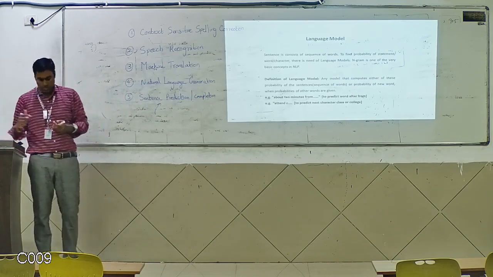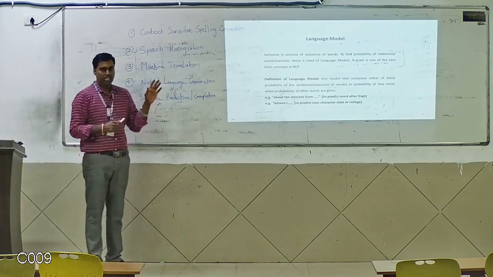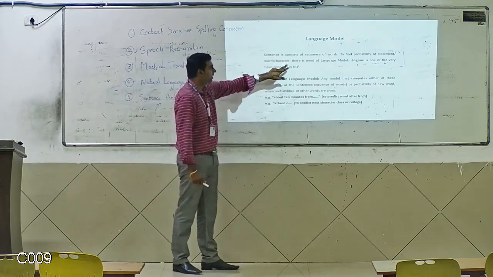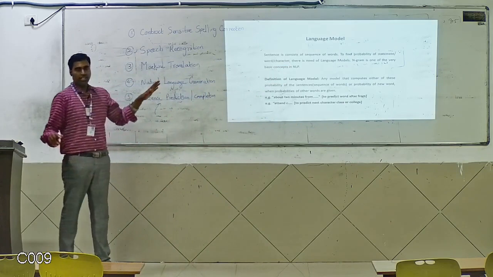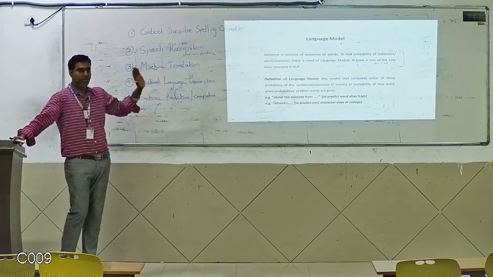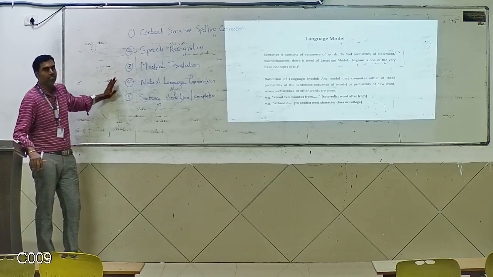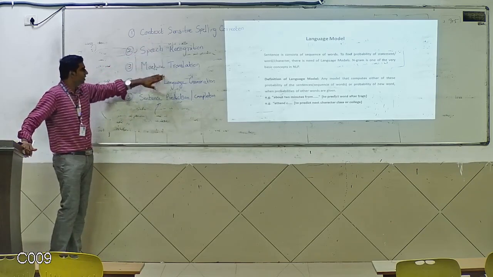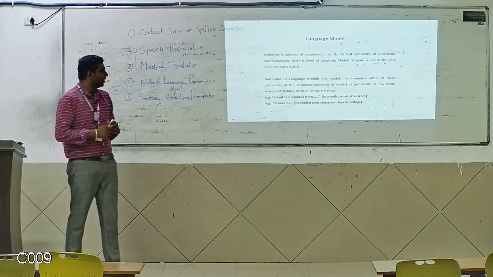Now I hope you understand what a language model is and why we are using it in this system. Once again I repeat, to find the probability of a statement, word, or character, a language model is very essential. In our context, we are going to see the very popular and basic concept, the N-gram model in natural language processing. A few applications we have already discussed: context-sensitive spelling correction, speech recognition, machine translation, natural language generation, and sentence prediction and completion. Now we can move on to the next topic.